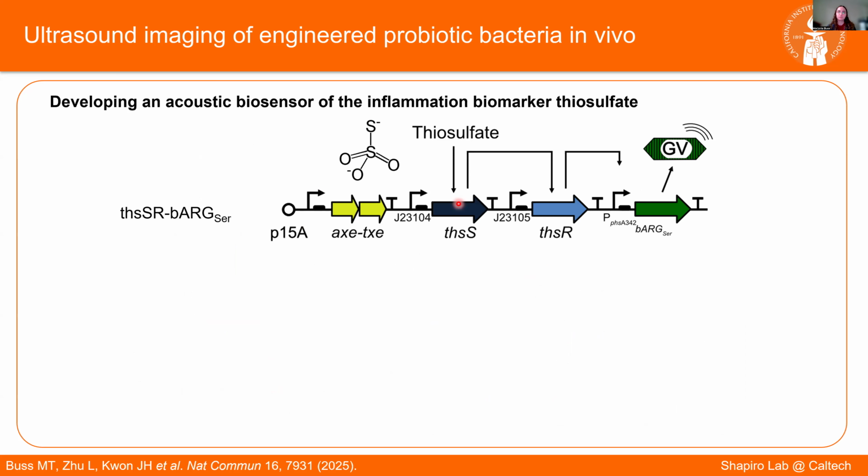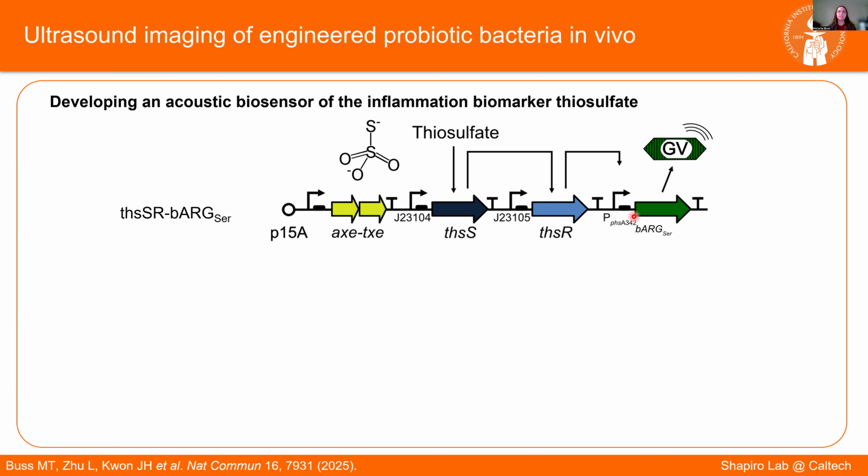The initial thiosulfate sensor is shown in this plasmid map where we're constitutively expressing the two components, the membrane sensor kinase ThsS, which binds the thiosulfate, and also the response regulator ThsR, which in the presence of thiosulfate activates this promoter. We put it upstream of the gas vesicle genes from Serratia so that we would get gas vesicle expression in response to the inflammatory biomarker thiosulfate.